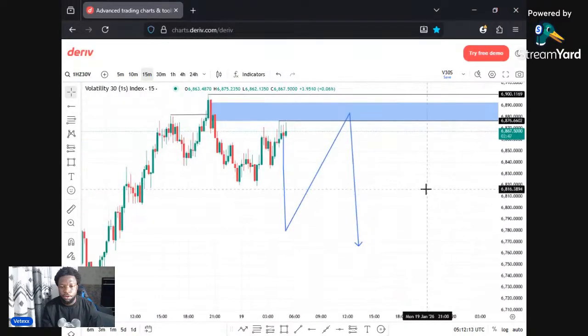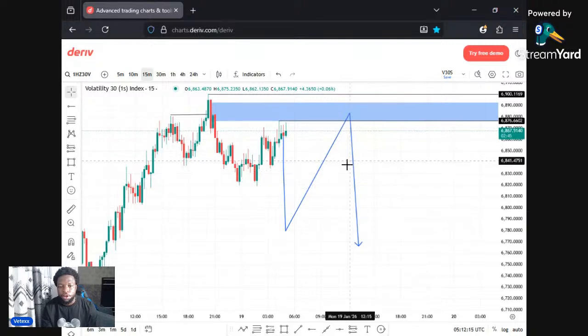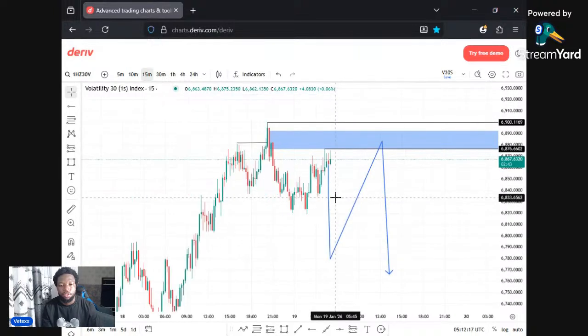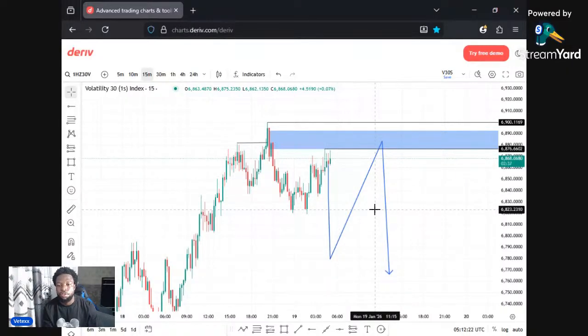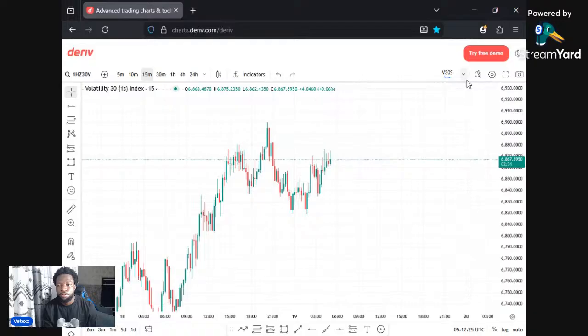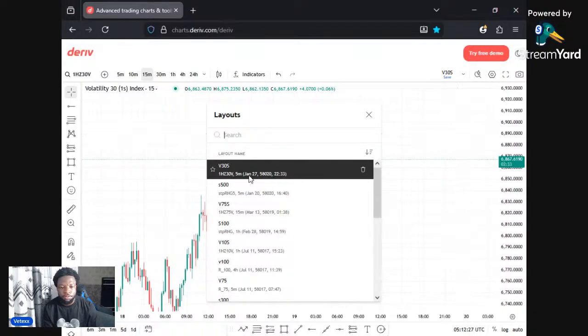But until then, we'll be sitting on our hands and see what VTTS has for us. So currently there's no continuation, there's no setup on VTTS, but it's bearish on the 24-hour and it's bearish on the 4-hour. So we'll move on to the next setup, the next pair.